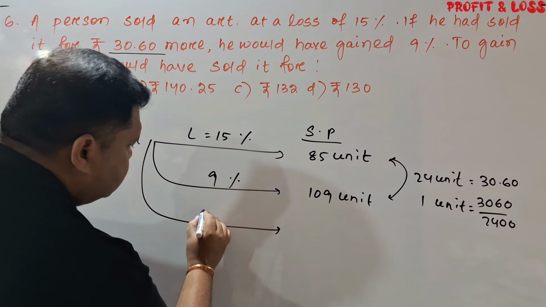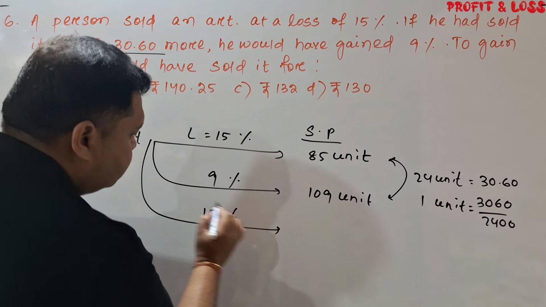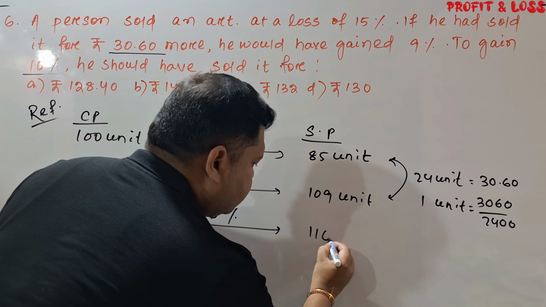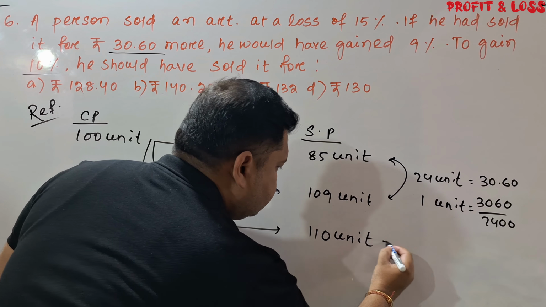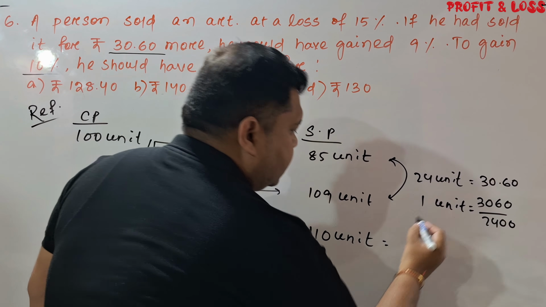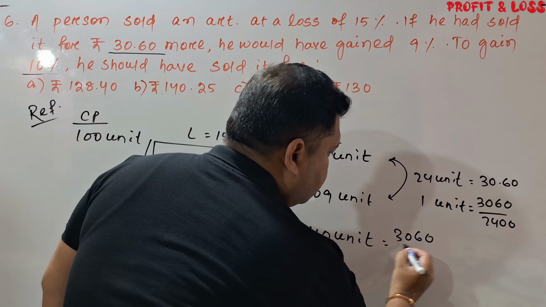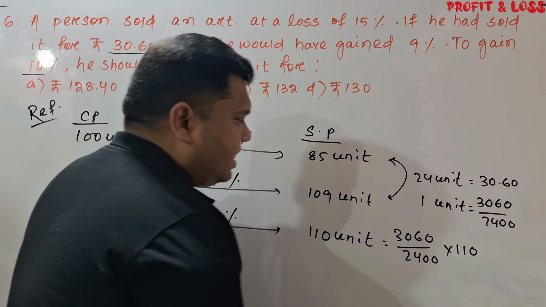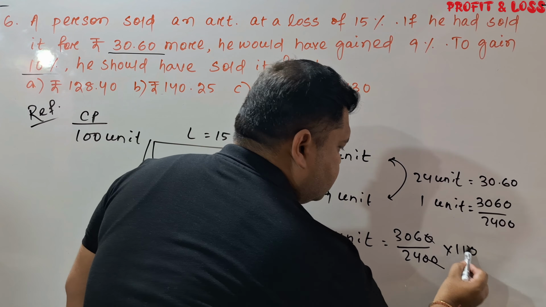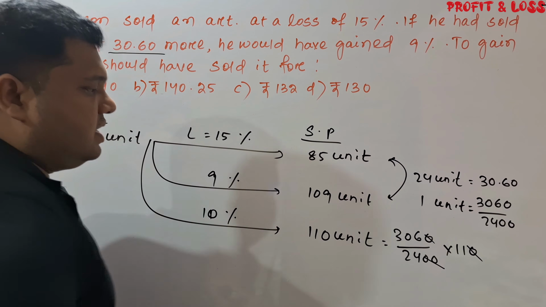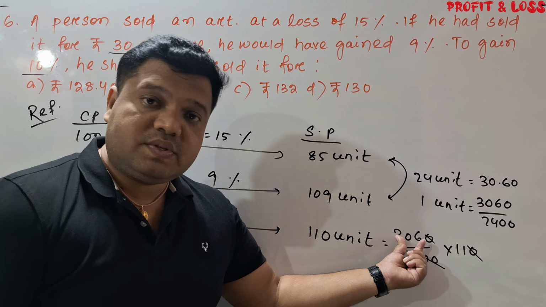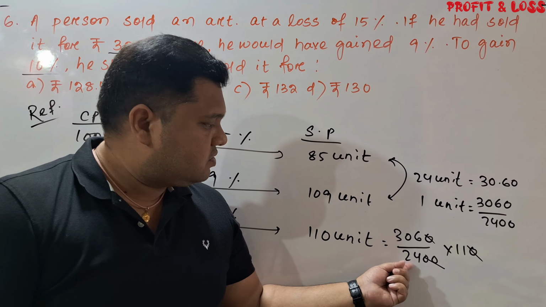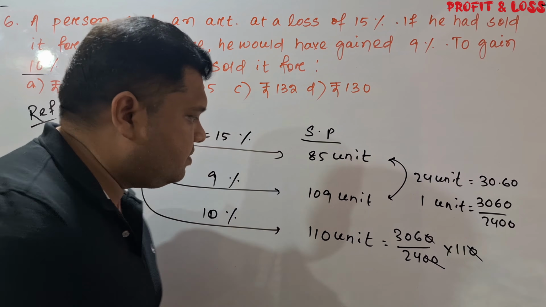Acha, the question is to gain 10%. 10% profit means the question is to find the value of 110%. So 110% means 110 units. 110 units is equal to how much? 1 unit is 3060 divided by 2400, into 110. So do the calculation. The 0 gets cancelled. 360. Acha. This is 306 and this is 24. 24 is divisible by 6, and 306's digit sum is 9, so it is also divisible by 6.